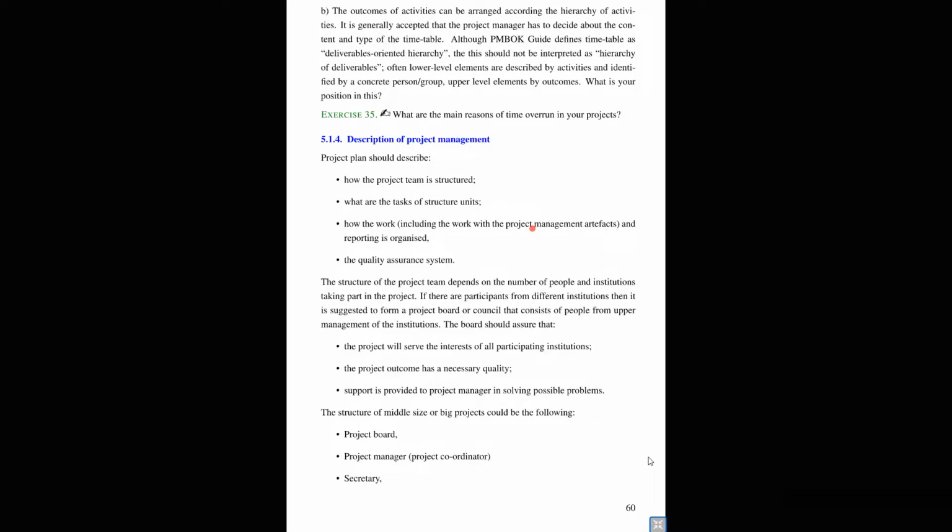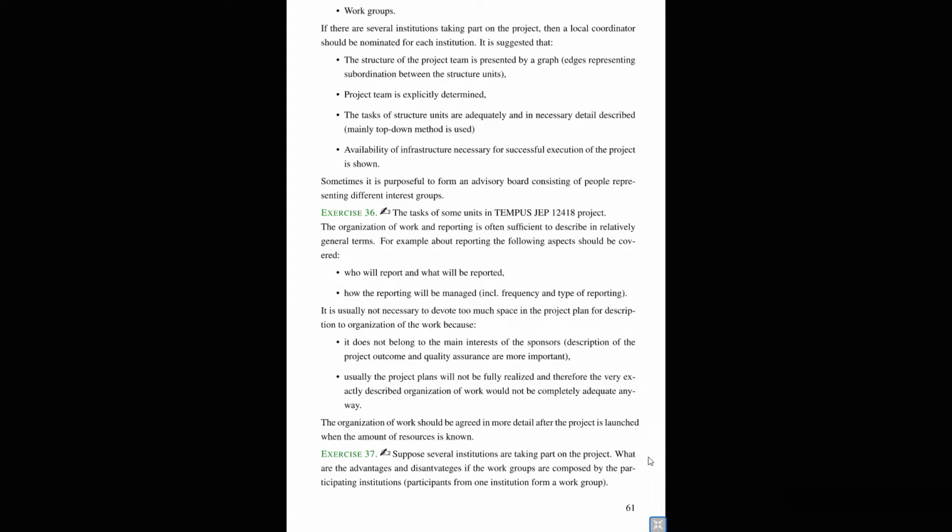The structure of middle-sized or big projects would be the following. The big projects or those that are middle-sized have a project board, the project manager or project coordinator, the secretary, and the work groups.